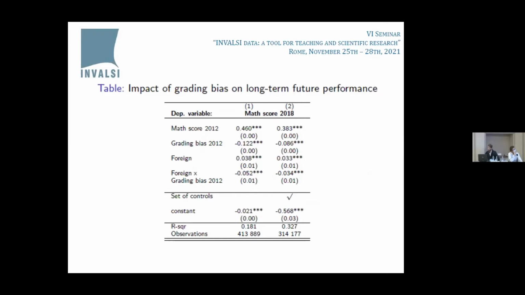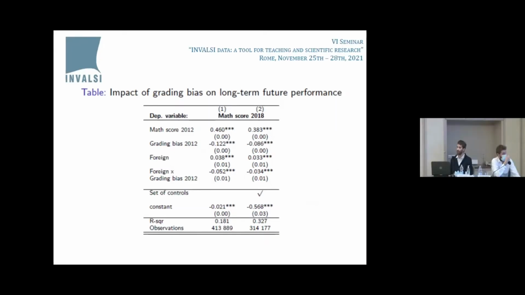Now I'm going to provide similar evidence, but in this case the dependent variable is no longer the performance in the second period, but the performance in the third and last period. So the interpretation is the same, but this tells us the association between our independent variables and the long-term future performance. Let's focus on the first column and the interaction term between foreign and grading bias. We see that even in this case the coefficient is negative and significant. This is consistent also when we add our long set of controls.